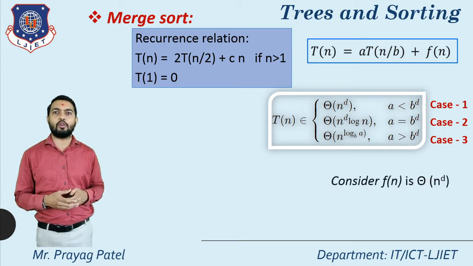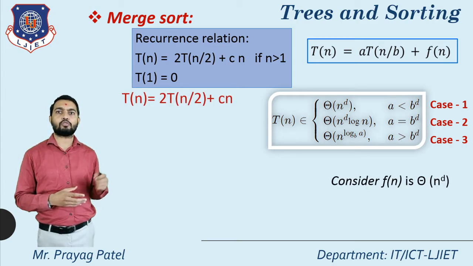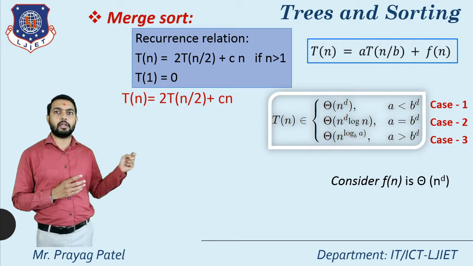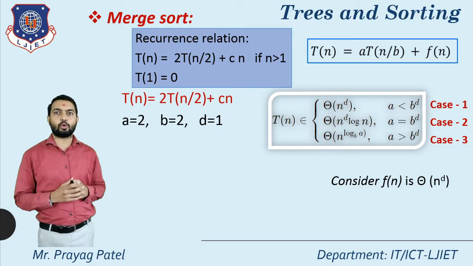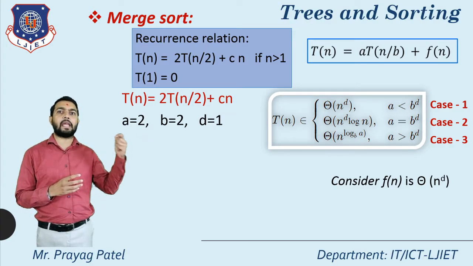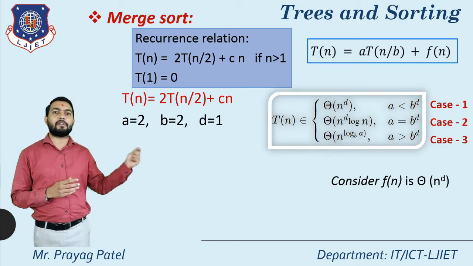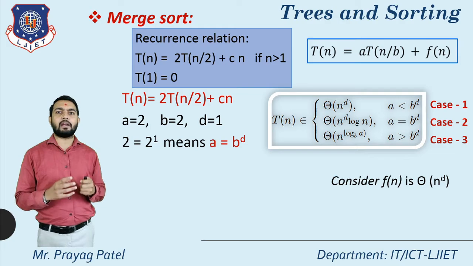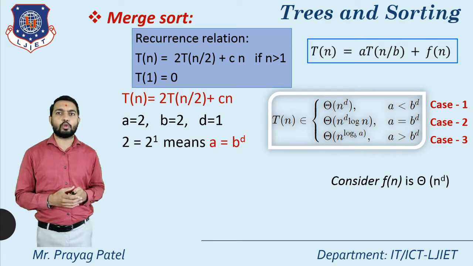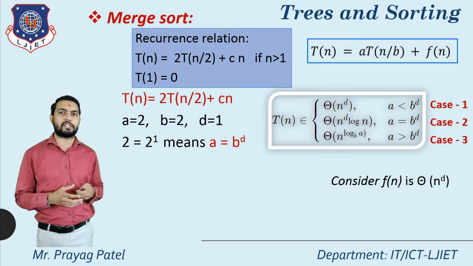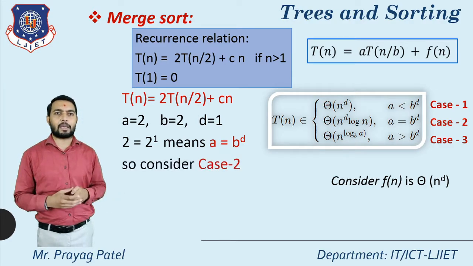Now here, what are the values of a, b and d? For that, here T of n equals 2 T of n by 2 plus c into n. Here, what is a? a equals 2, b equals 2, and d equals 1, because the power of n is n raised to 1 in the functional part. So d equals 1. So using this formula, we can compare a with b raised to d. Here a equals 2 and b raised to d equals 2 raised to 1. So 2 equals 2 is satisfied. That means case 2 is applicable.